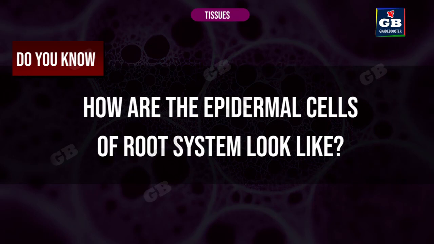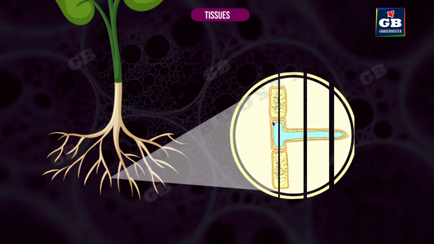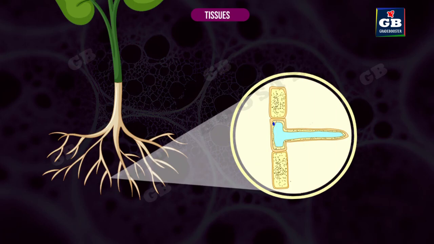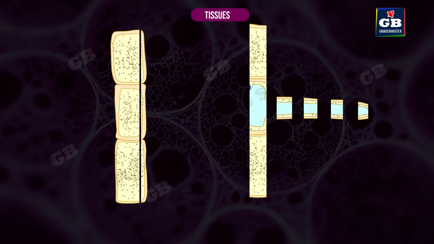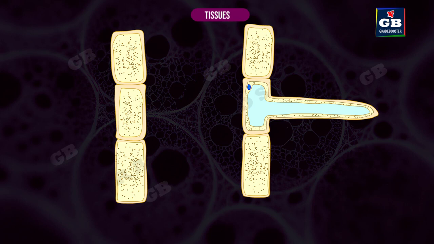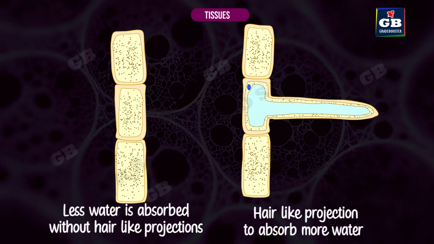How are the epidermal cells of the root system? The epidermal cells of roots bear long hair-like structures. These hairs greatly increase the total absorptive surface area. That means these hairs help to absorb more water.